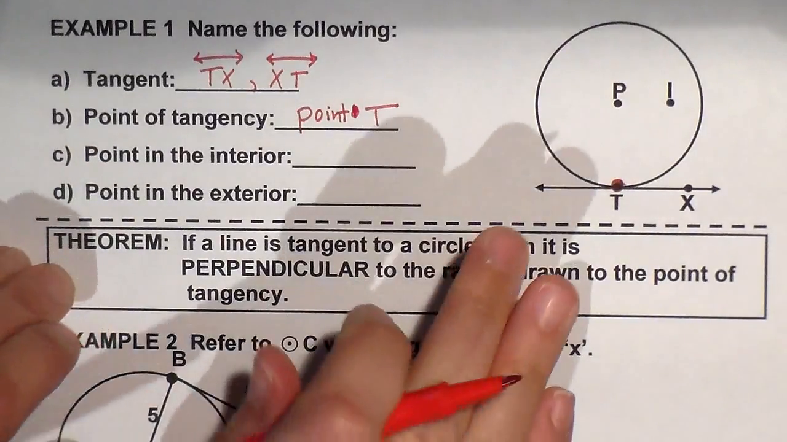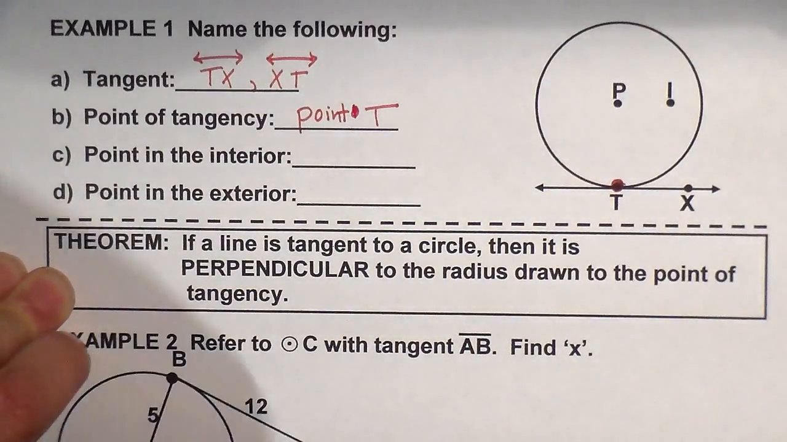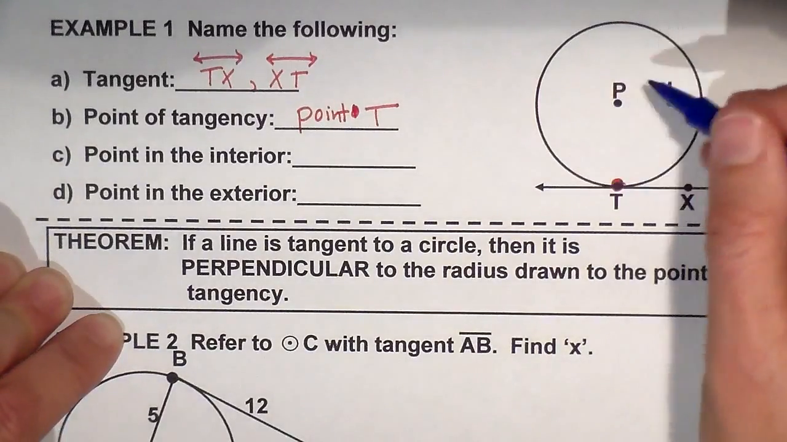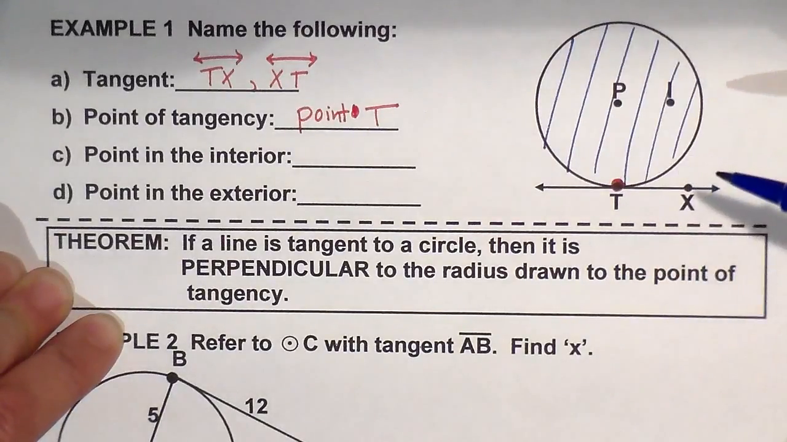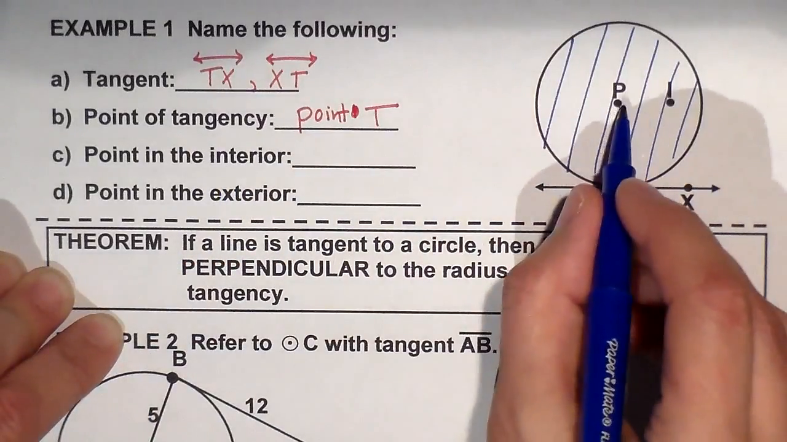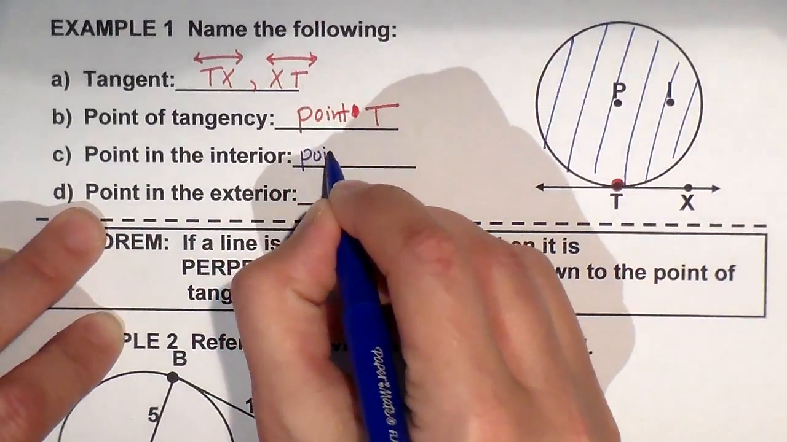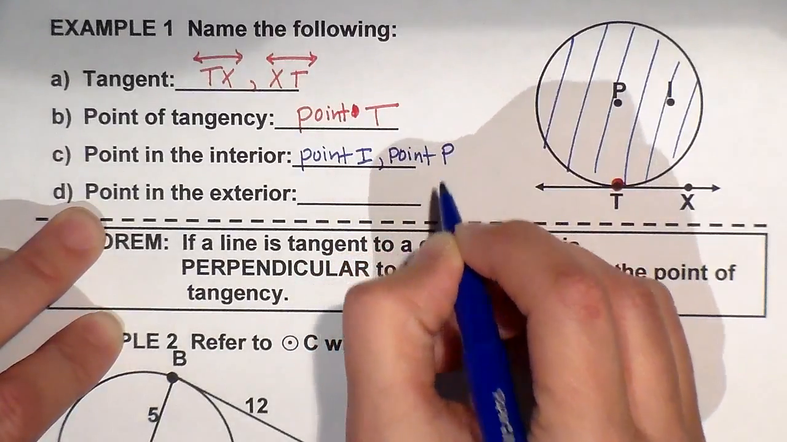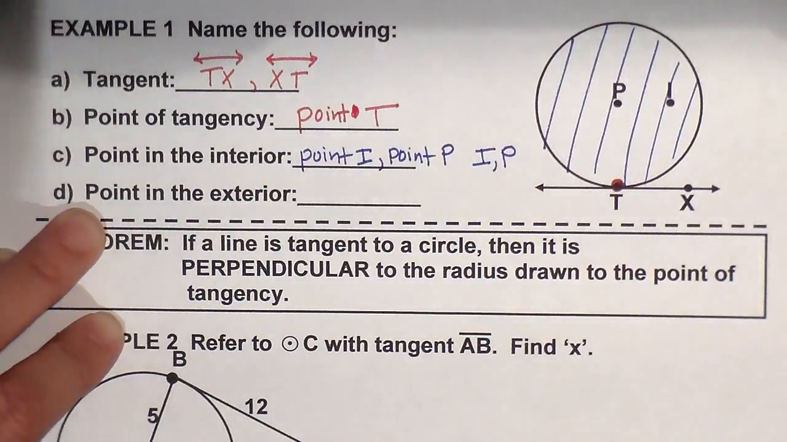Alright, so let's look now for a point on the interior of the circle. Now remember, the interior of the circle is exactly that. It's the inside of the circle. This is the interior right here. So the blue represents the interior of the circle. If I'm looking for 2 points on the interior, I would have point I and point P. You can write it as point I and point P, or you could just write I and P. I'm not going to be very picky, okay?